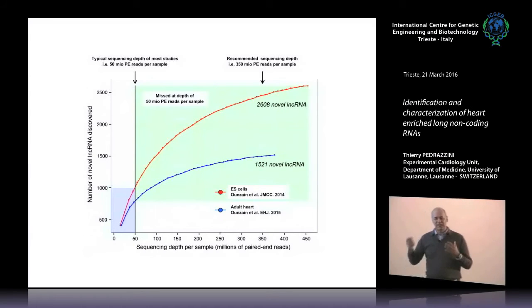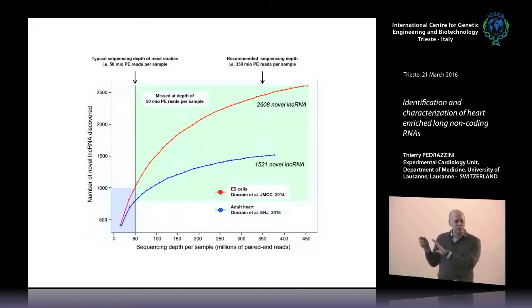Now the reason is that the long non-coding RNA transcripts are very lowly expressed. Since the abundance is very low, in order to reconstruct the transcriptome, you have to accumulate reads. And to accumulate reads, you need to sequence your samples at a very high depth. Okay?